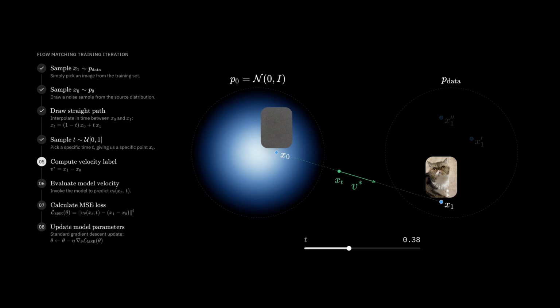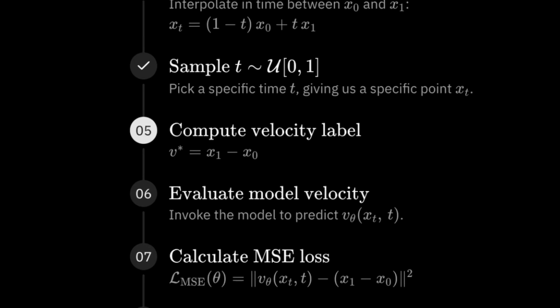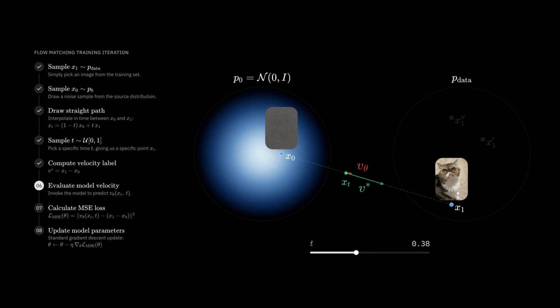Calculate the particle velocity here. Assuming it moves at a constant speed, the label v star conveniently simplifies to x1 minus x0. Now, invoke the model at this fixed point xt to get a prediction v theta. Compute the mean squared error between the model prediction and the supervised label, and update the model parameters accordingly. Now, rinse and repeat in a training loop to train a model that learns a time-variant velocity field.